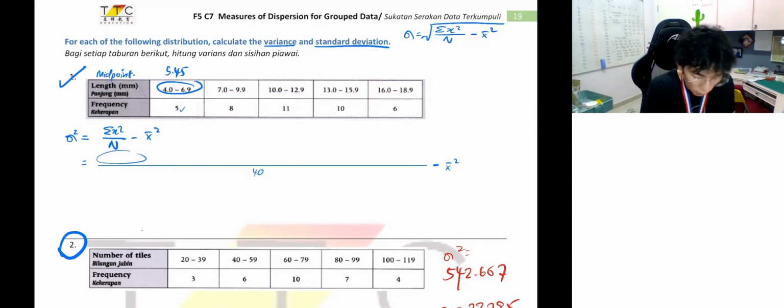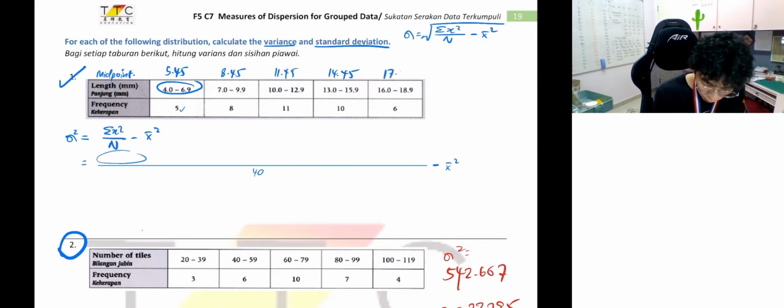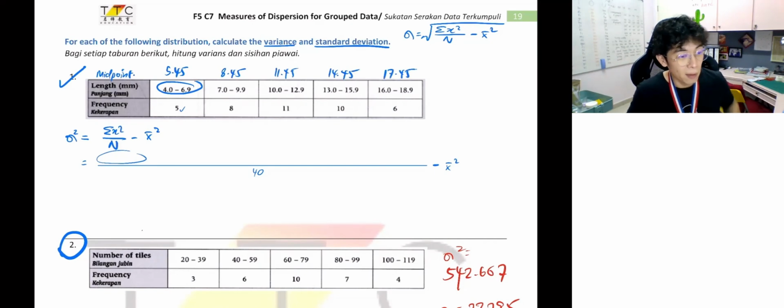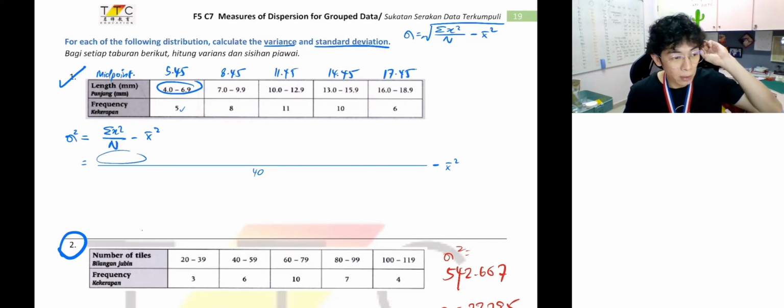So I write the rest of the midpoints. Tell me the first one, what should you do? 7 plus 9.9 divided by 2, you get 8.45. Then the rest, it will be plus 3 only. 11.45, 14.45, 17.45. Wow, smart. Yeah, correct.